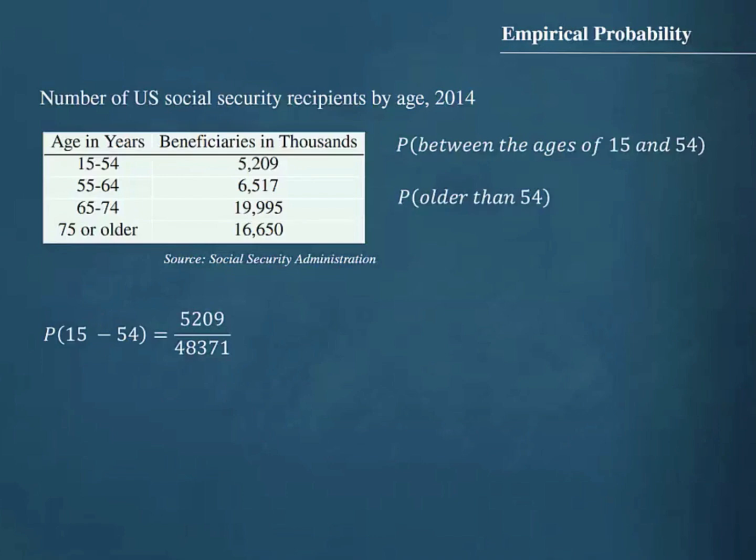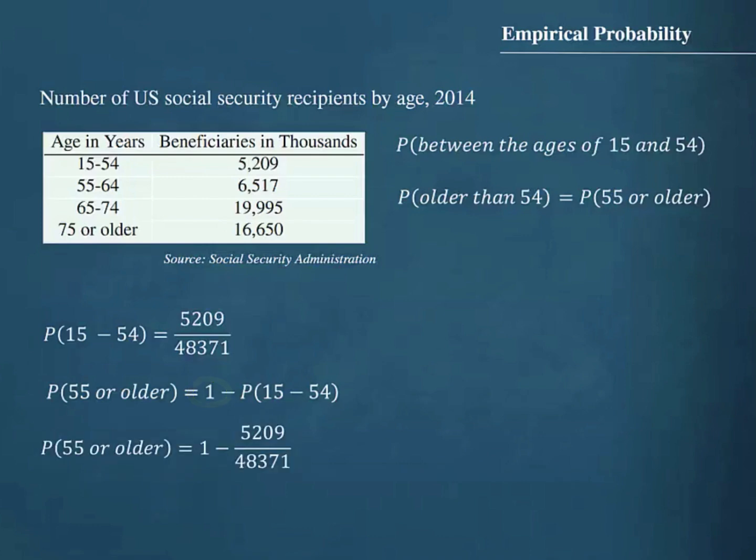Now, suppose that we were asked to find the probability that a randomly selected U.S. Social Security recipient is older than 54. We can also express this as the probability that a randomly selected recipient is 55 years or older. This would be a convenient way to express this probability since this is the way the table is organized. The probability that a randomly selected recipient is 55 or older can be determined using the complement by subtracting the probability that a recipient is between the ages of 15 and 54 from 1. So, to find this probability, we would evaluate the expression 1 minus 5,209 divided by 48,371. This result would be 43,162 divided by 48,371.